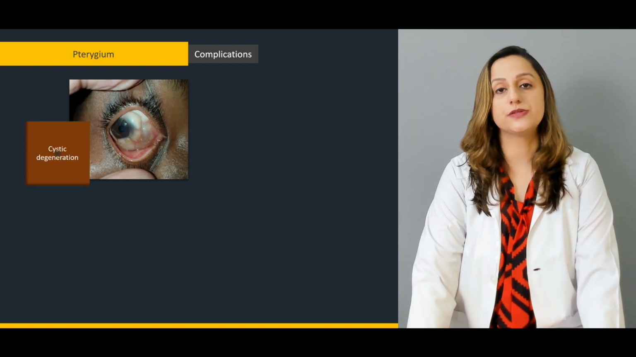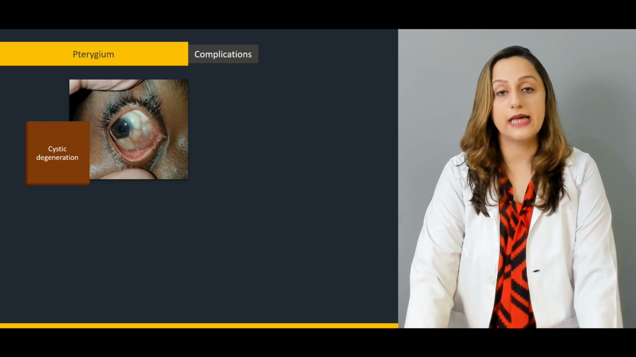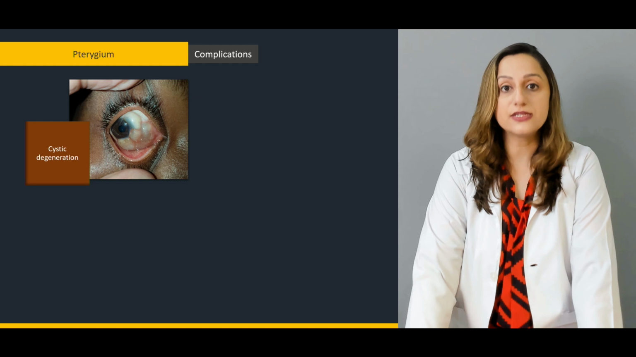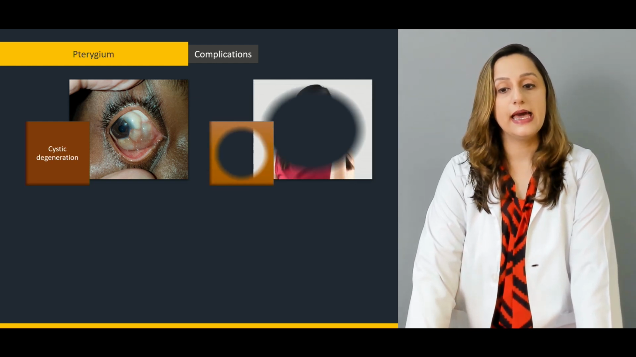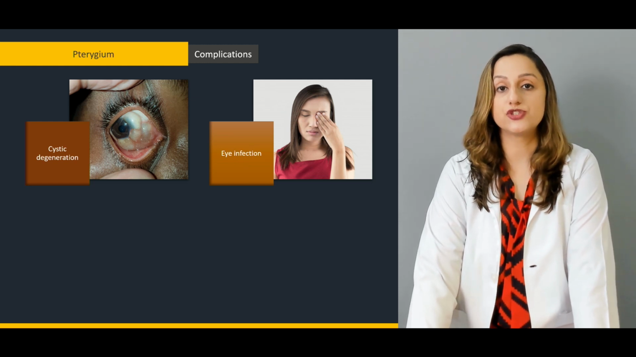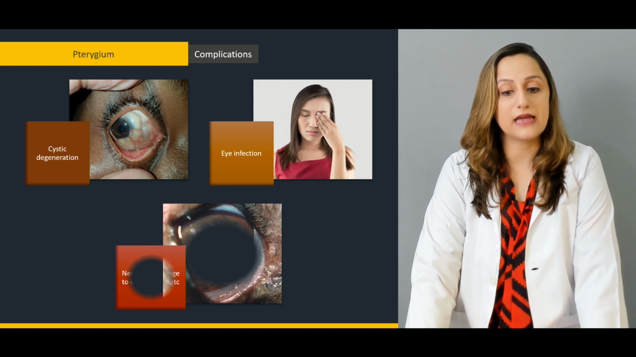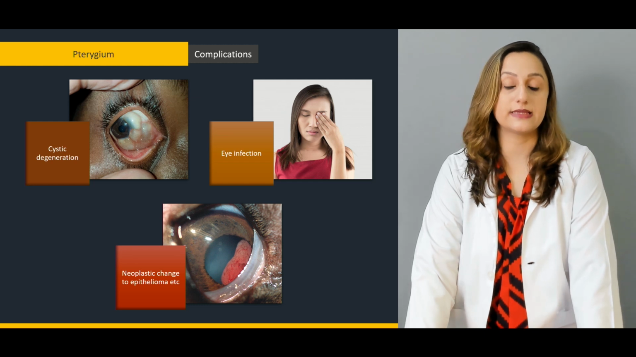If this pterygium is left untreated, there can be complications observed in these patients. Either there can be a cystic degeneration that is usually observed in these patients. Then obviously eye infections or cases of conjunctivitis are also sometimes seen in these patients. And finally, we can have neoplastic changes to the epitheliomas as well.